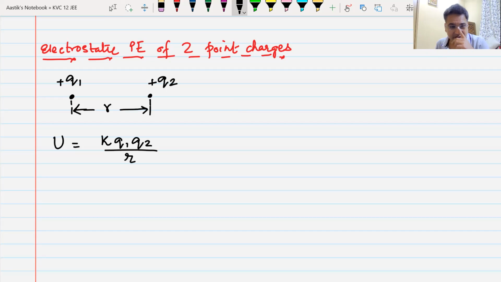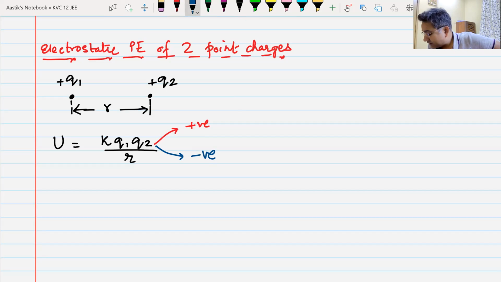What decides whether it is positive or negative? This interactive energy could be positive, or this could be negative. When will it be positive and when will it be negative? Remember, energy is a scalar quantity. When is this energy positive and when is this energy negative? It does not take rocket science to understand this. We're not studying rocket science, we are studying electrostatics.